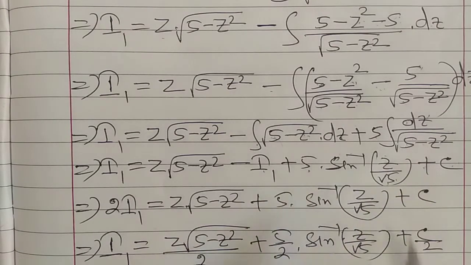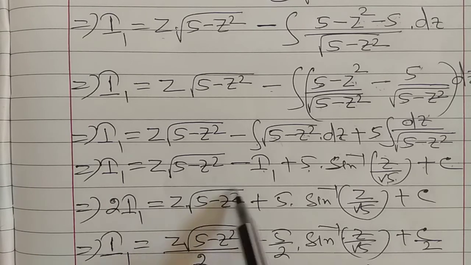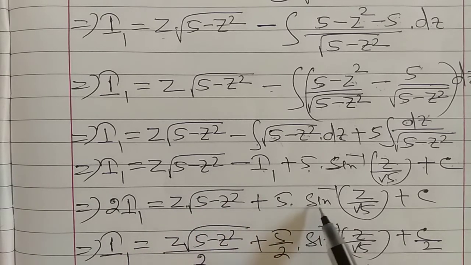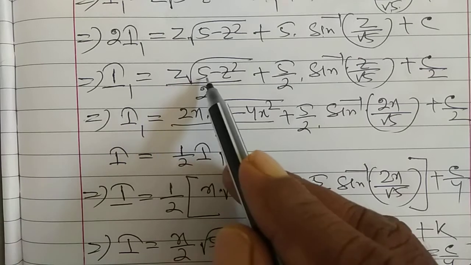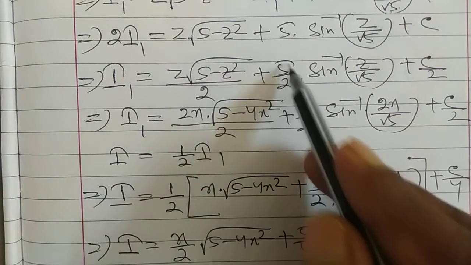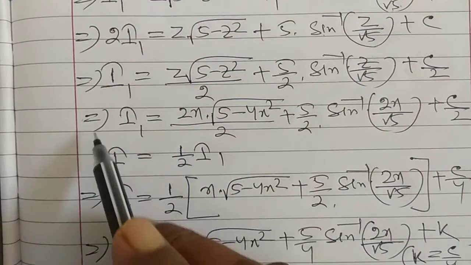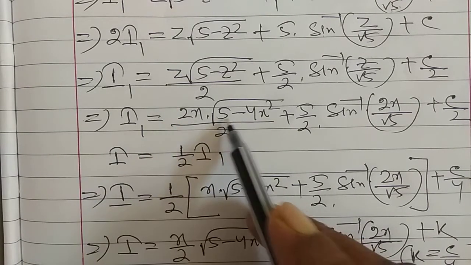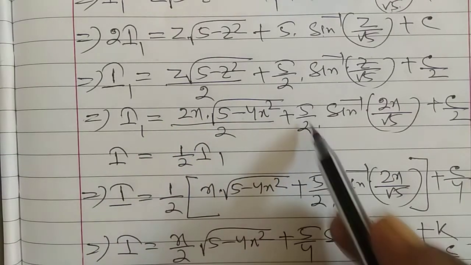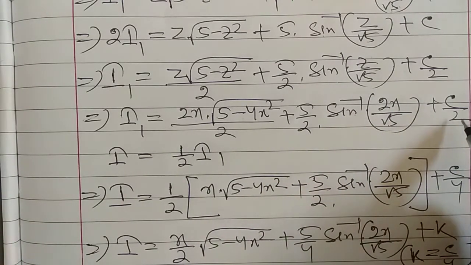So this implies 2 I1 is equal to z into root over 5 minus z square plus 5 into sin inverse z by root 5 plus c. This implies I1 is equal to z into root over 5 minus z square by 2 plus 5 by 2 into sin inverse z by root 5 plus c by 2. And this implies I1 is equal to 2x into root over 5 minus 4x square by 2 plus 5 by 2 into sin inverse 2x by root 5 plus c by 2.